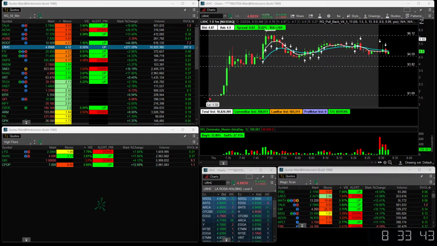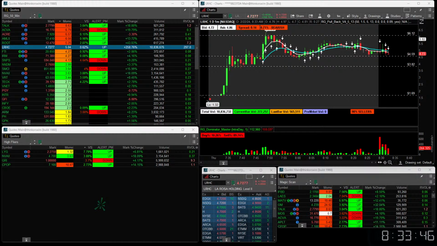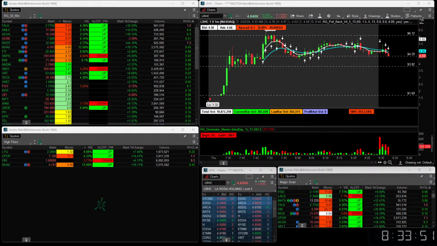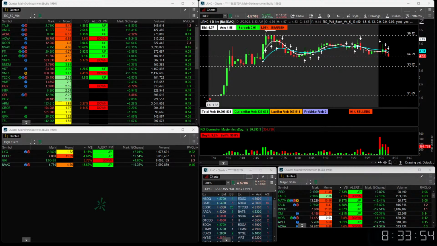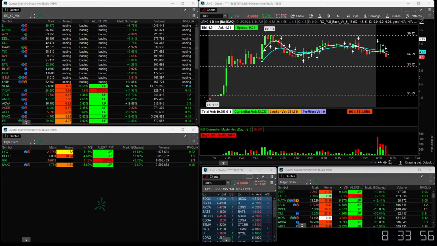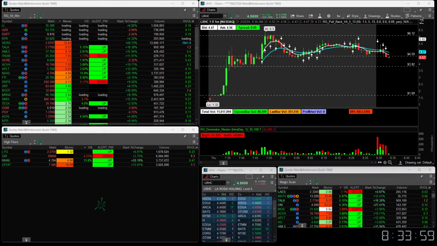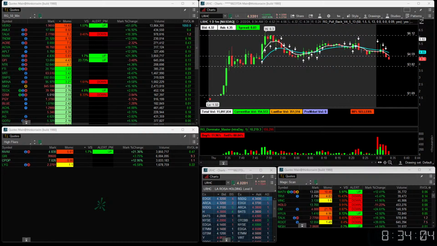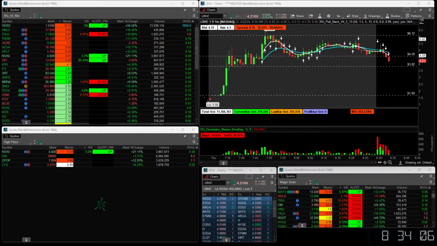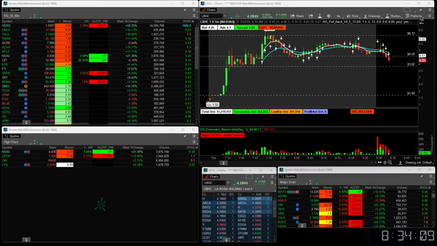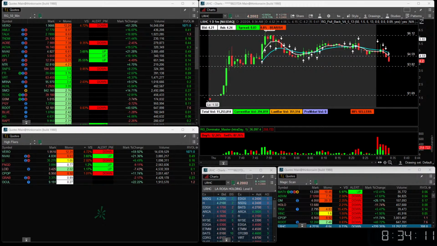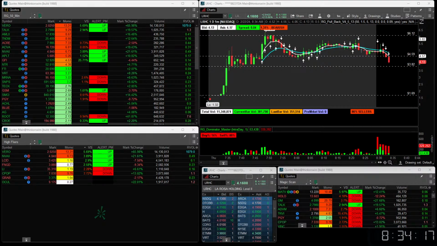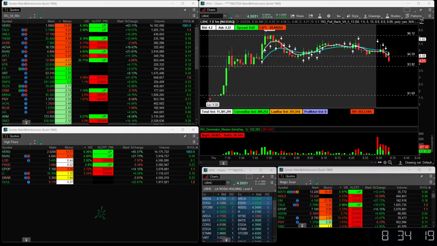Watching the Dominator bars. Looks like we're breaking down below 460. Looks like the short sellers are taking over. That's what it's looking like to me.